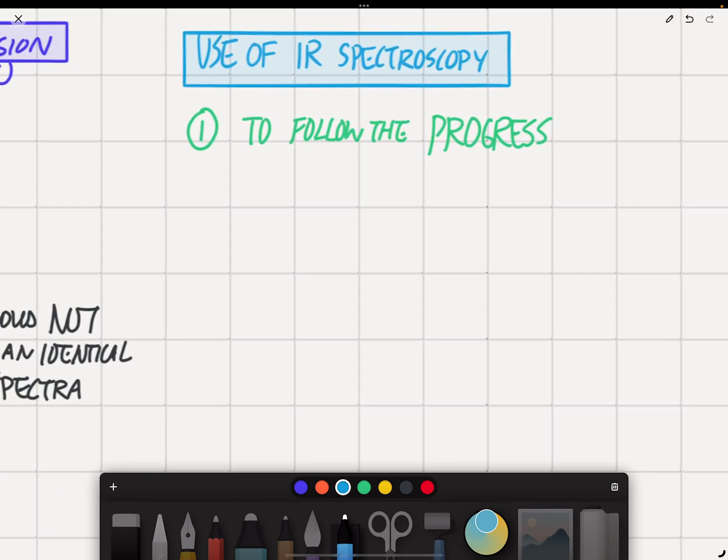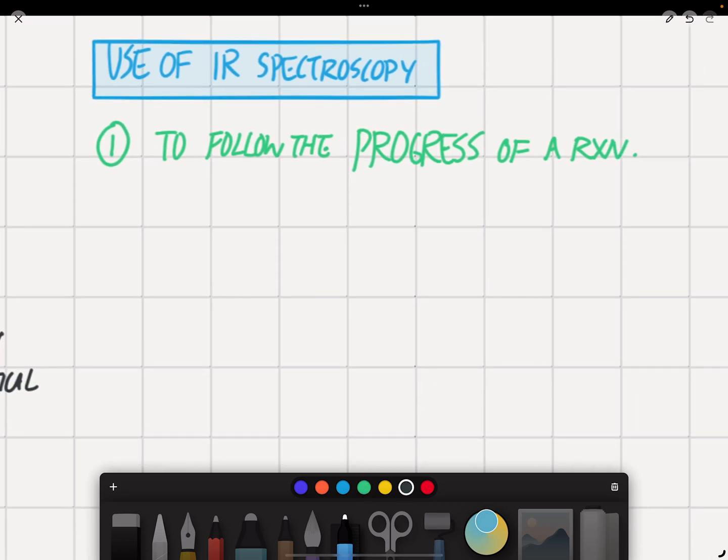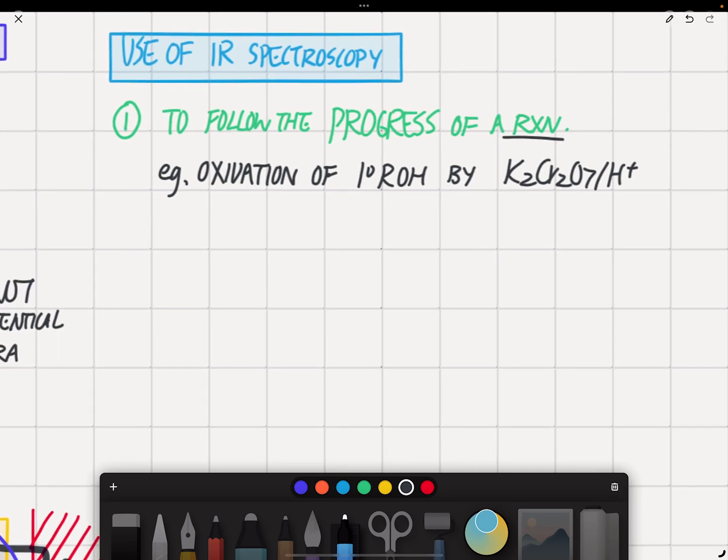So when we use infrared spectroscopy, back to where we were, we can follow the progress of a reaction. An example reaction that you have learned in the organic chemistry chapter is the oxidation of a primary alcohol by an oxidizing agent like acidified K2Cr2O7. And I will take ethanol as an example. So you have ethanol in here with OH, CH3, H, and H.